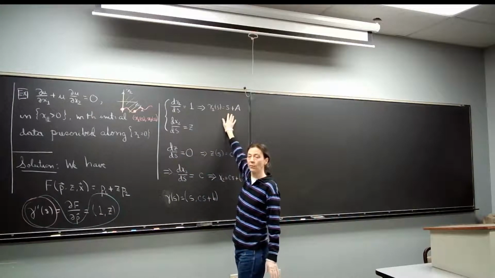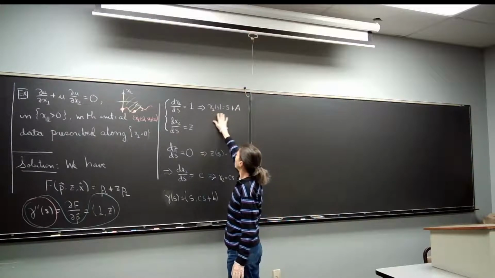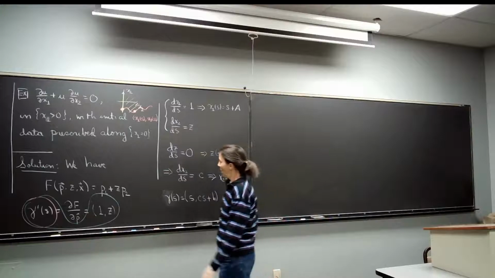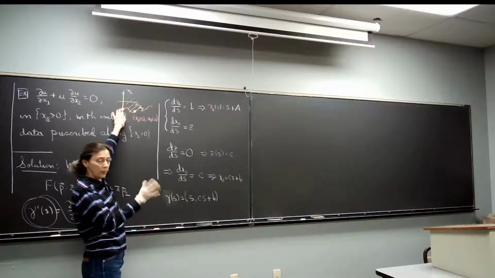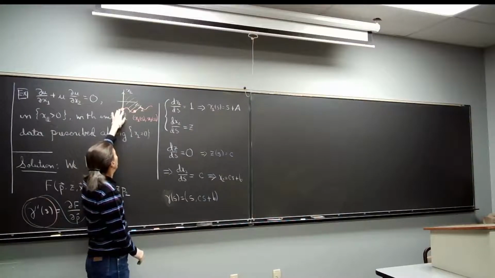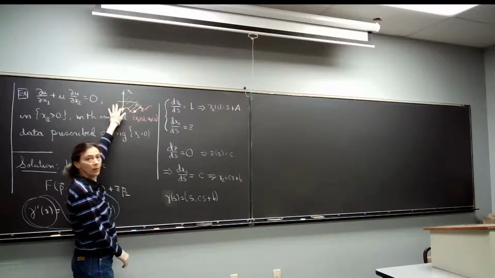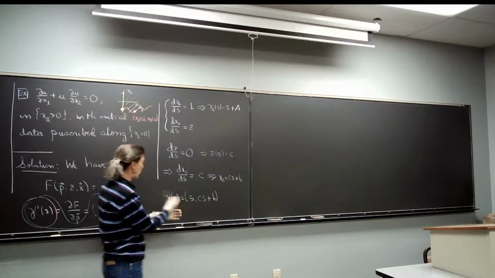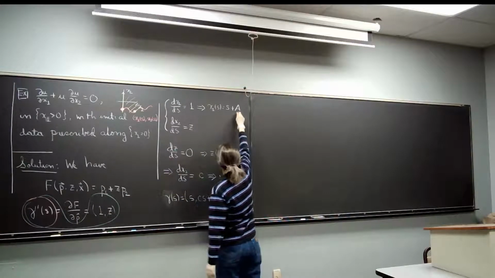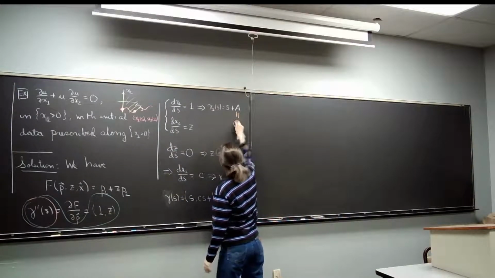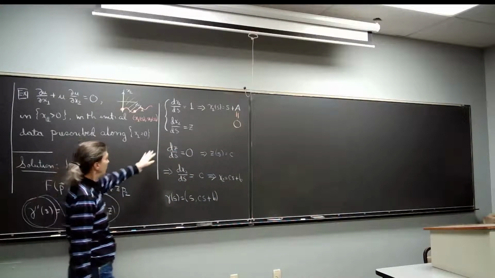This one I can solve right away. I integrate and get s plus a constant. You want to parameterize your curve in such a way that when the parameter is equal to 0, you're here on the boundary, where our initial value will be prescribed. In order for that to happen, you choose A to be 0. All right?